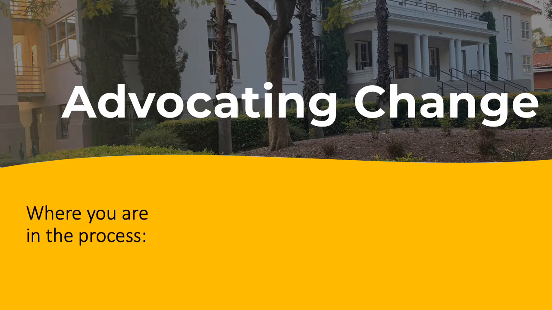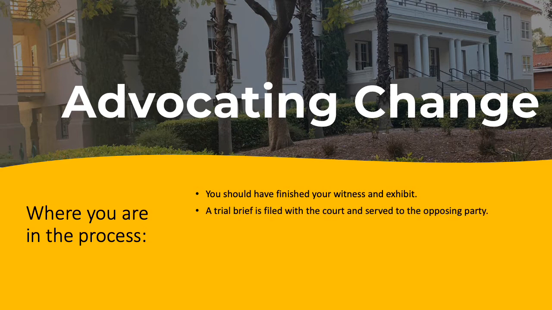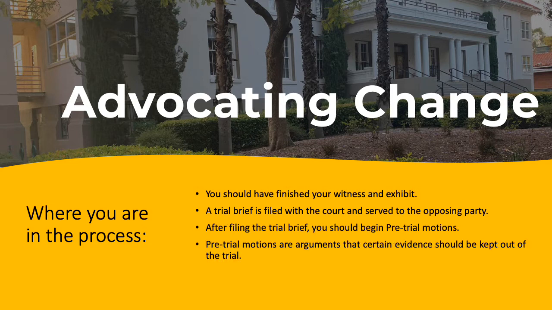Where you are in the process. Now that you have finished your witness and exhibit list, it's time to do a trial brief. A trial brief is filed with the court and served to the opposing party a minimum of 5 days before trial or based on when the court orders, along with your witness and exhibit list. The next step after filing a trial brief is handling your pretrial motions and moving forward to trial.